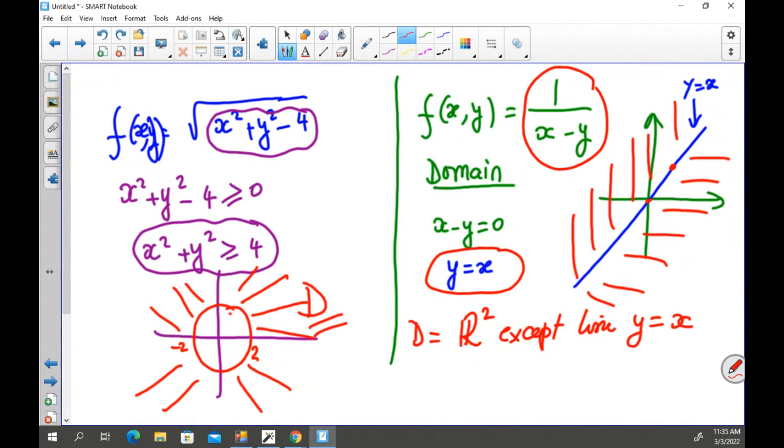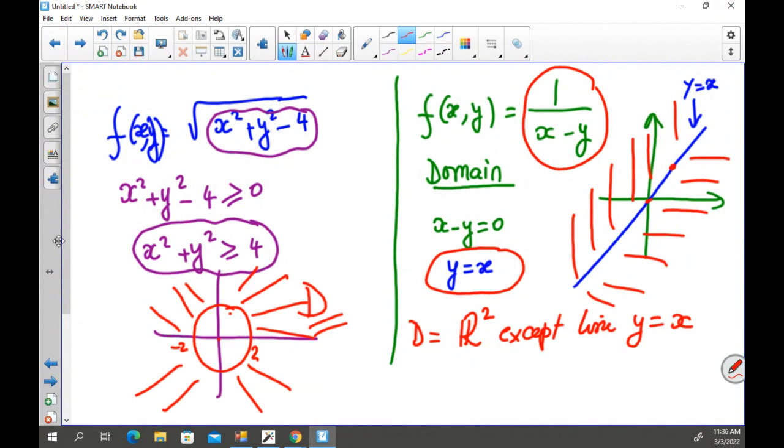For example, if you take a point inside, this function will not be defined. For example, at 0, 0. Try to find f of 0, 0. Can you? No, because 0 plus 0 minus 4, the square root of minus 4, is nothing. So this function is defined outside the circle of radius 2. So that's the general idea.